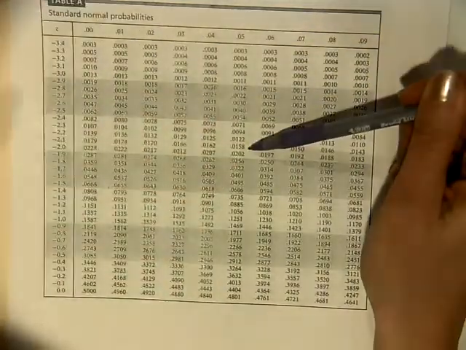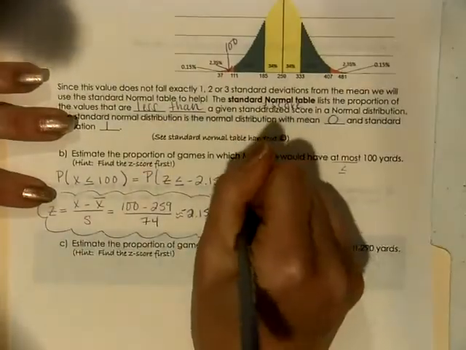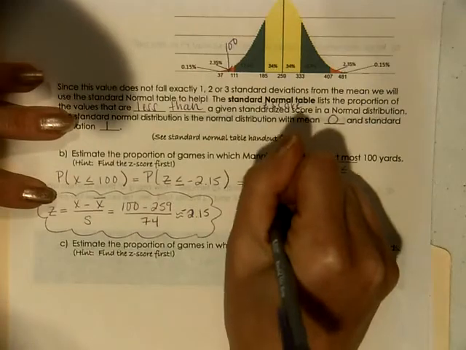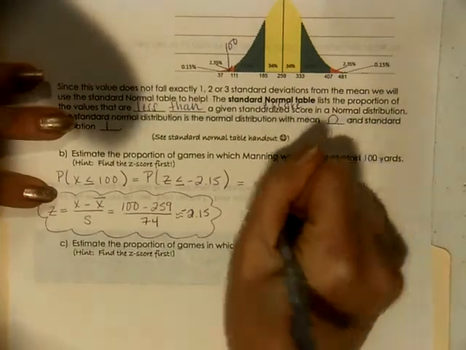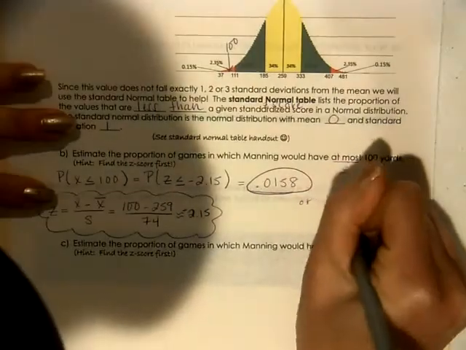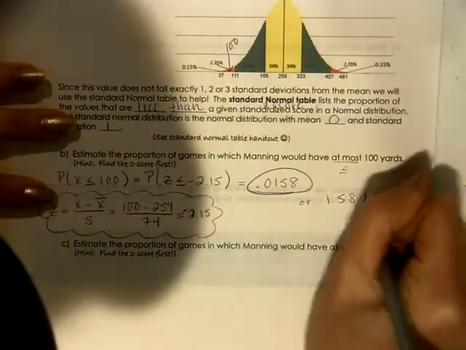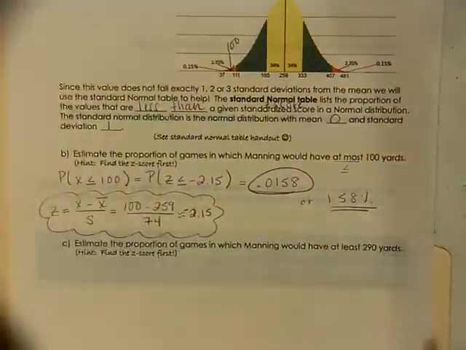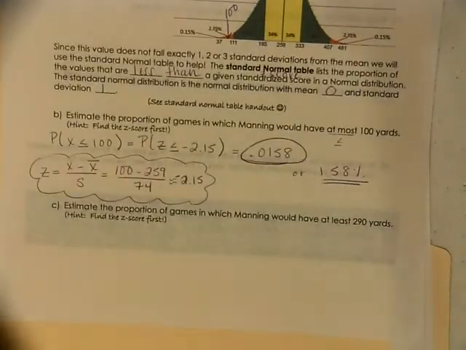They cross at 0.0158. So that is equivalent to 0.0158. Or I'm fine if you write your answer as 1.58%. Either one works. Okay, which makes sense.